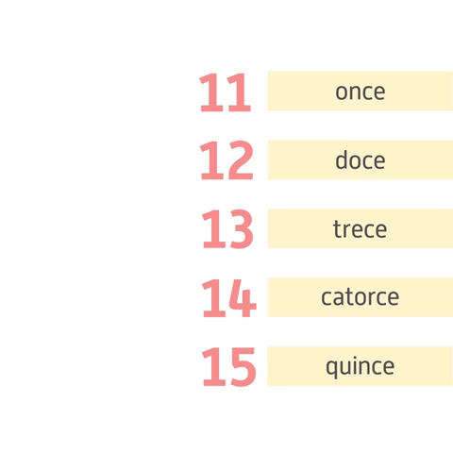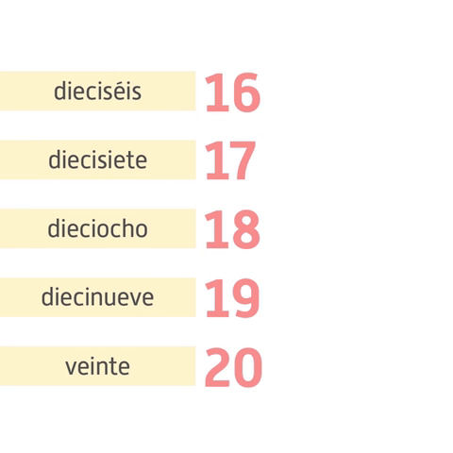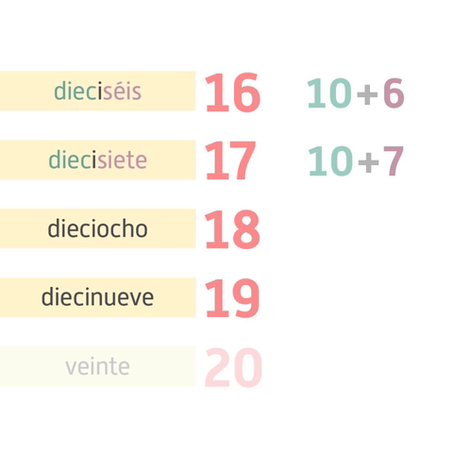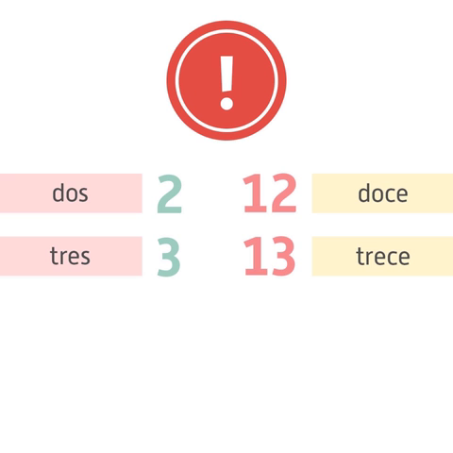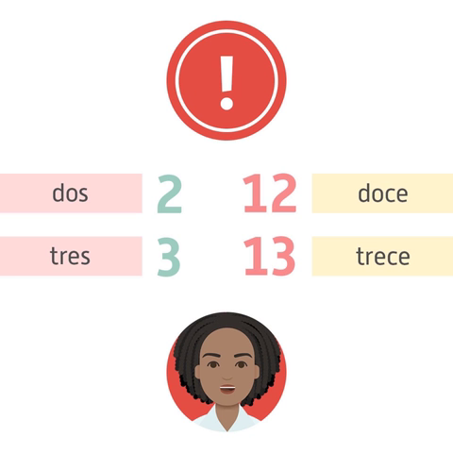11, 12, 13, 14, 15, 16, 17, 18, 19, 20. The numbers 16, 17, 18 and 19 translate literally as 10 and 6, 10 and 7, 10 and 8, and 10 and 9. This can be a useful snippet of information to help you remember them. It's also worth noting that you should be careful not to mix up dos with doce and tres with trece. Make sure you're pronouncing them correctly.